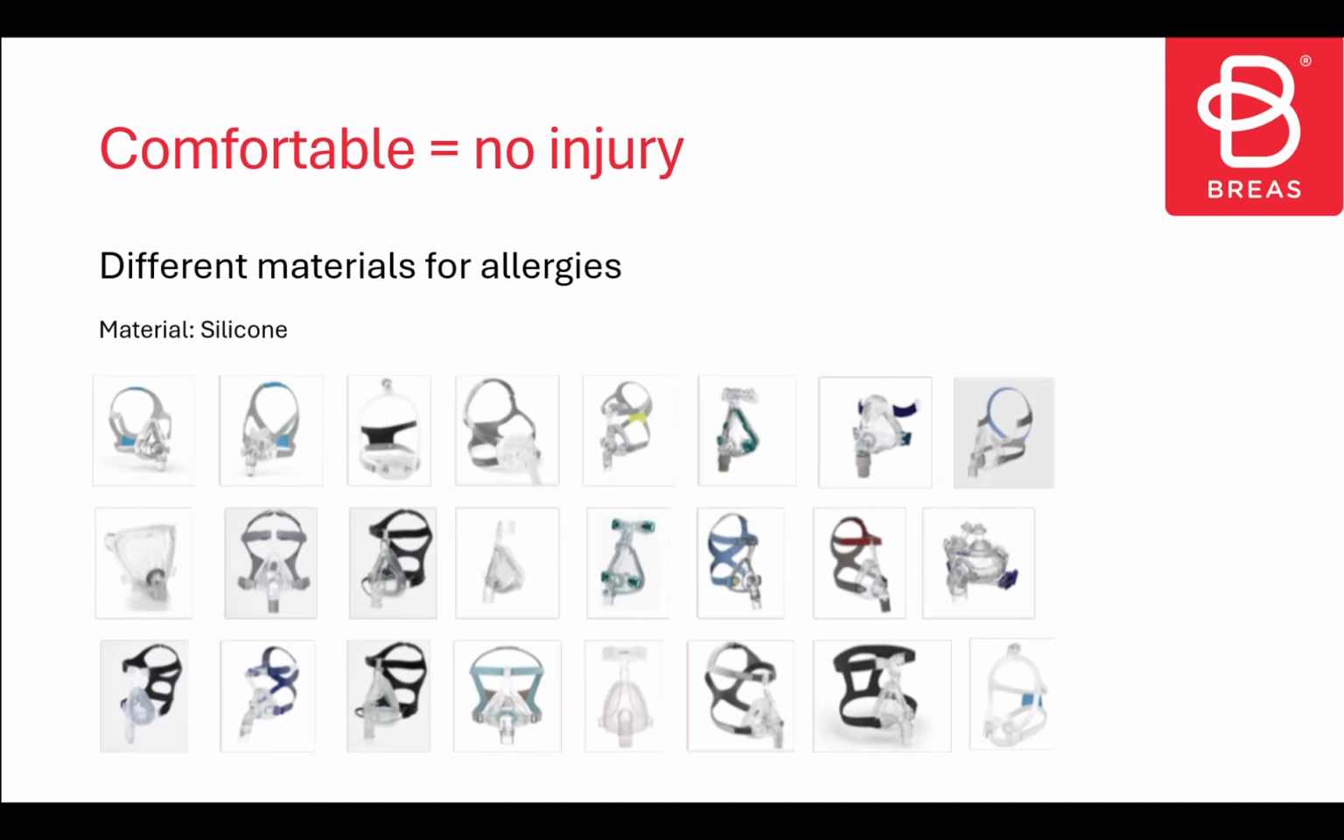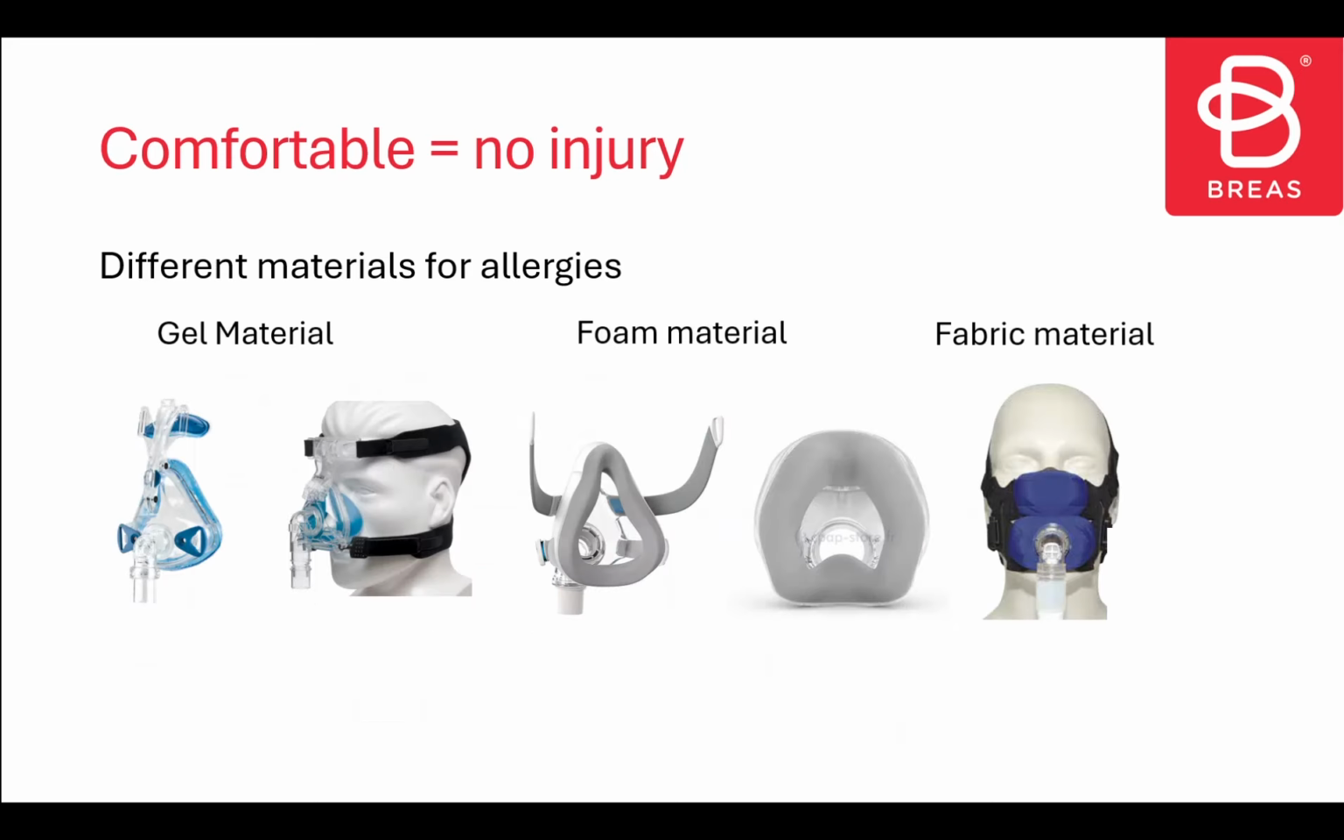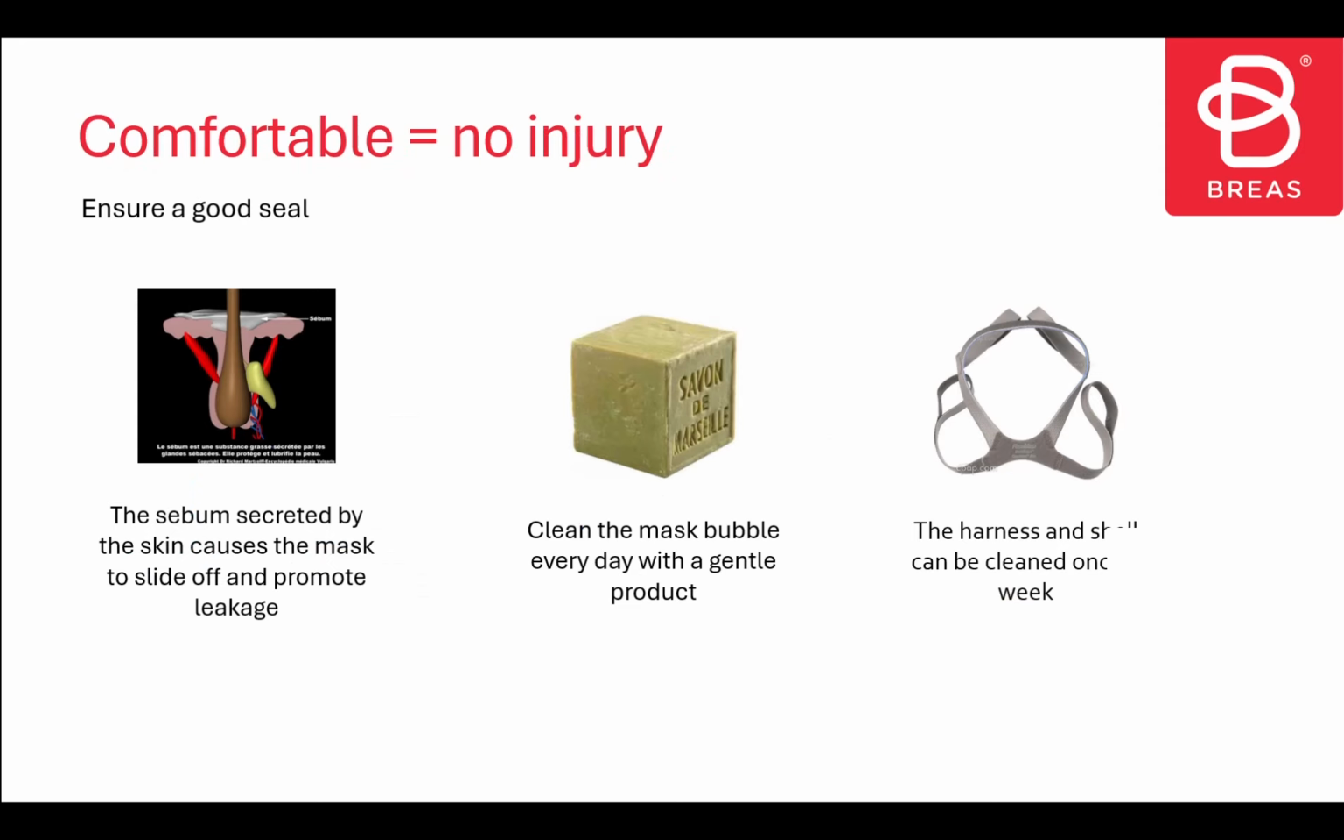Another problem is that the patient may be allergic to different materials. I'm going to show you the different masks with the materials they use. For example, here we have all the silicone masks. There are different materials such as gel, foam, fabric, each with more or less effectiveness. But sometimes if the patient is allergic, we have no choice. Of course, we want a mask that is comfortable, does not cause injuries, but also ensures a good seal.